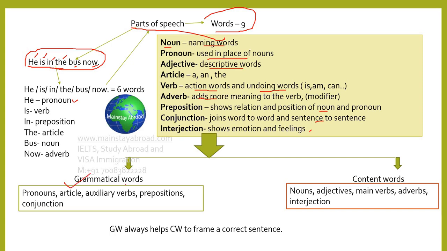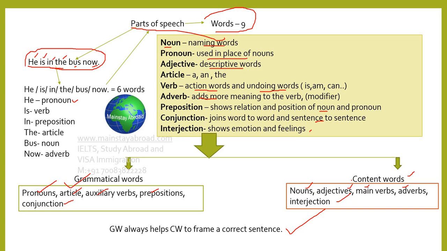Now, to improve grammar, we need grammatical words, and there is a particular study of pronouns, articles, auxiliary verbs, prepositions, and conjunctions. But from the beginning, you have to go for a bit of an introductory round of it. After that, you can focus more on details, but don't start details immediately. Then content words: you have to learn more nouns, adjectives, main verbs, adverbs, and interjections for better communication, so that you can express your ideas in a better way. Always remember, grammatical words always help content words to frame a correct sentence.